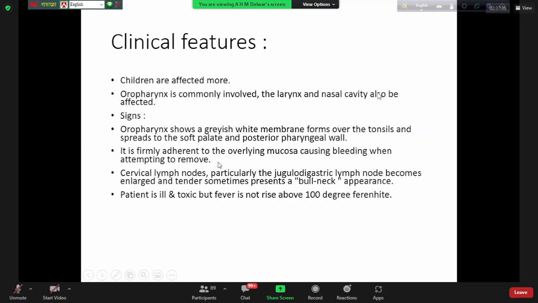It is firmly adherent in diphtheria, overlying the mucosa, causing bleeding when attempting to remove. But in case of acute tonsillitis, the membrane is softly adherent and you can easily remove it, and there is no bleeding. But in diphtheria, it is firmly adherent, so there is bleeding when attempting to remove.